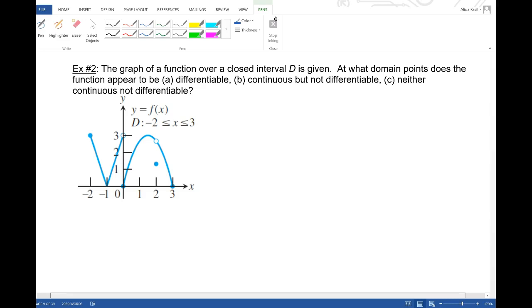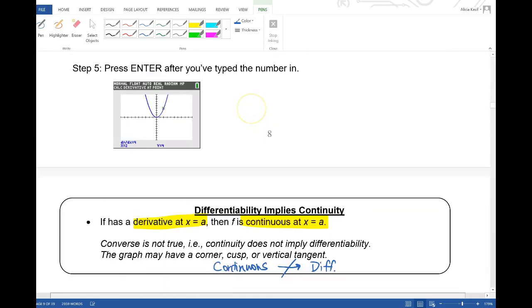Okay, so here's an example. Here's a piecewise defined function. At what domain points does the function appear to be differentiable? That's part A. Part B is continuous but not differentiable. And then C, neither continuous nor differentiable. So for A and B, all points except for x equals negative.